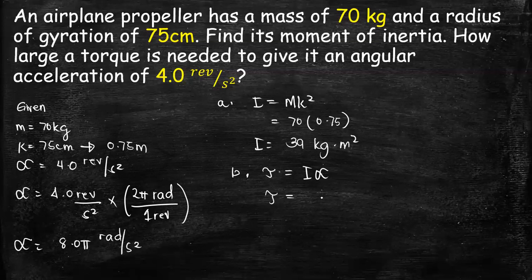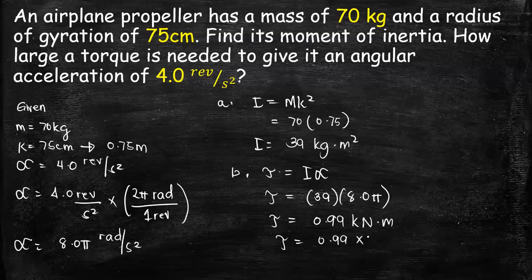So torque is equal to 39 multiplied by 8.0 pi. Okay, so the torque for the propeller is 0.99 kilonewton meter, or torque is equal to 0.99 times 10 raised to positive 3 newton meter.